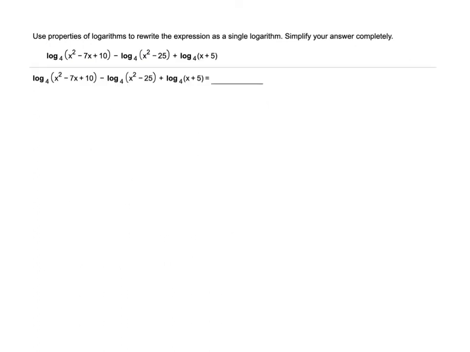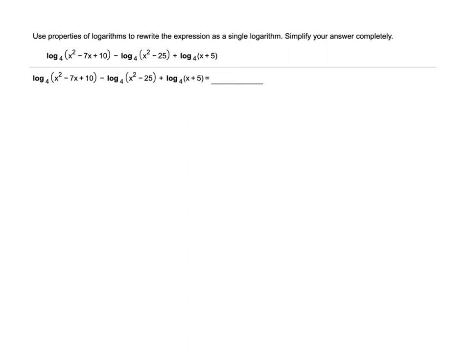All right, let's combine these. Use the properties of logs to rewrite the expression as a single logarithm. Okay, we worked one like this in the homework. Remember, we have 3 terms, right? If you would like to rearrange these, you certainly could, because with the subtraction and the plus, that might be confusing on where to put things in the numerator or the denominator.